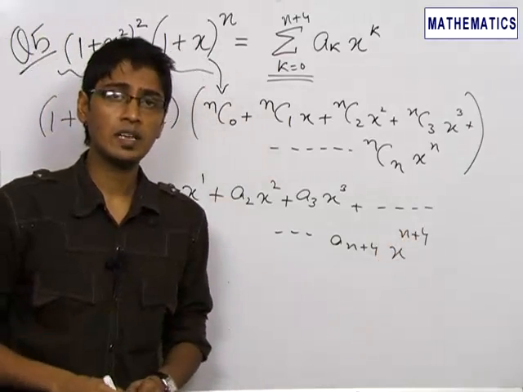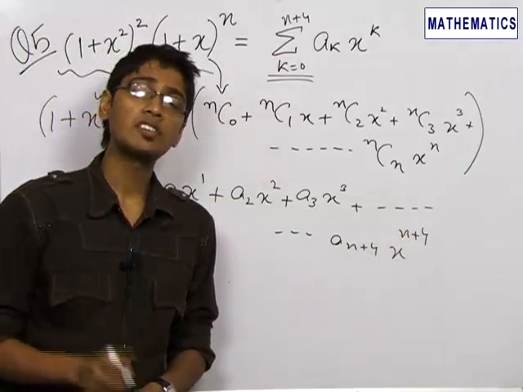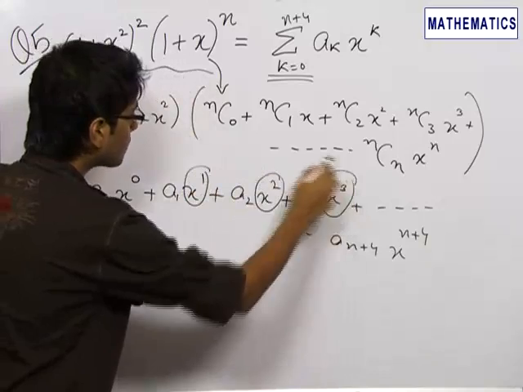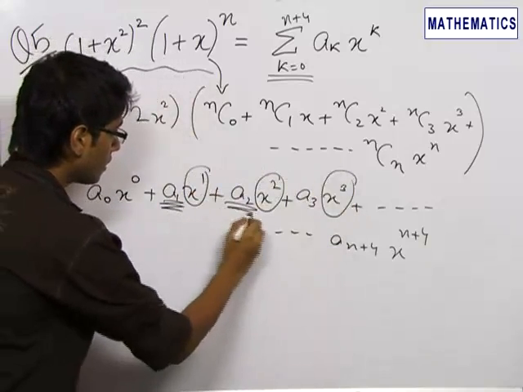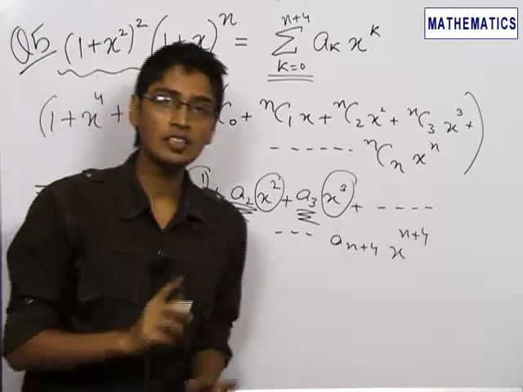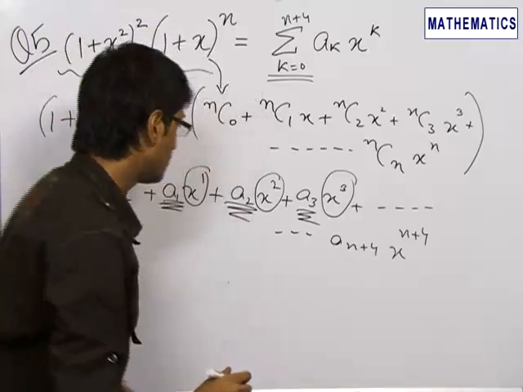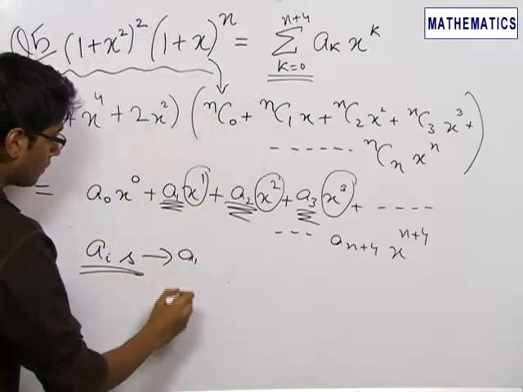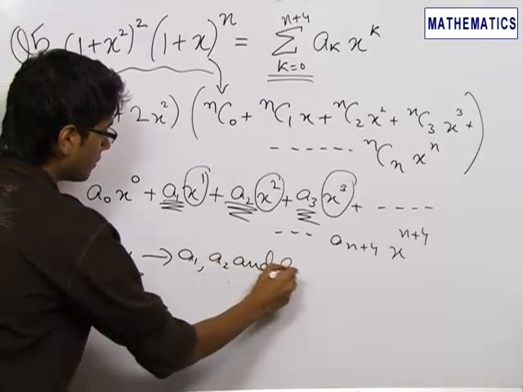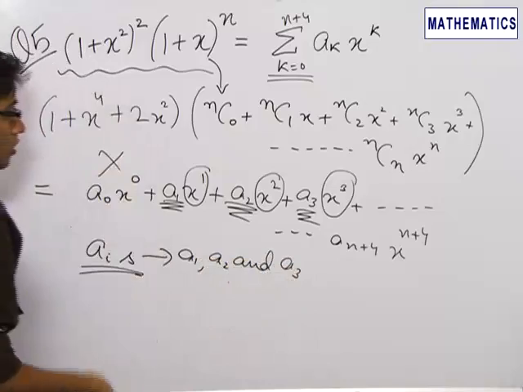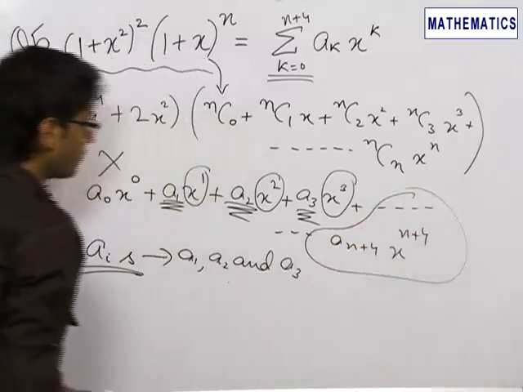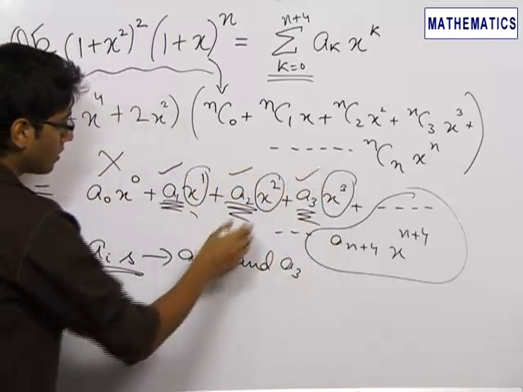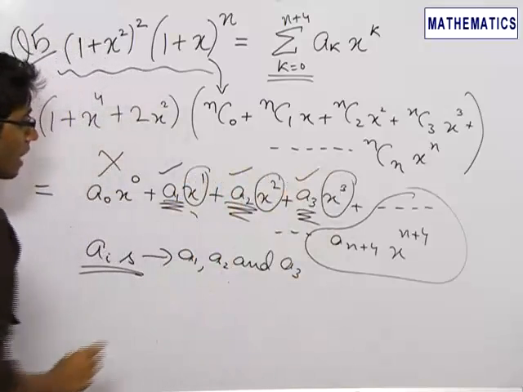Now it is given in the question that a1, a2 and a3, which are the coefficients of x¹, x² and x³ respectively, are the three consecutive terms of an AP. So the a's in which we are interested are a1, a2 and a3. We need not care about a0 and the rest of the a's. We just need to care about a1, a2 and a3, which are the coefficients of x, x² and x³ respectively in the right hand side of our expression.